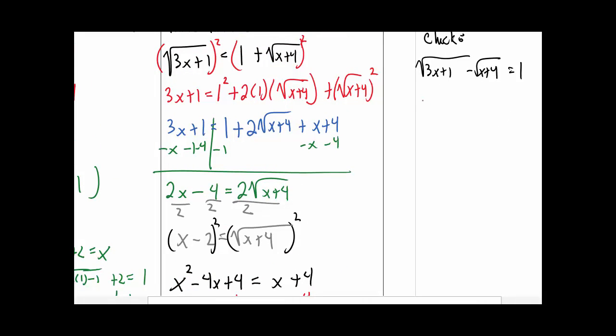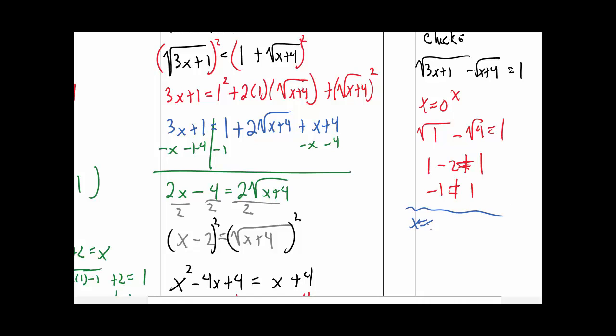Okay, so let's try a 0. See if that works. So if I plug a 0 in, that's just going to be 3 times 0 plus 1. So that's just square root of 1 minus the square root of 4 equals 1. It's not going to work. I can already see the problem. So here we get 1 minus 2, which does not equal 1, because it's actually negative 1 on one side, so 0 doesn't work.